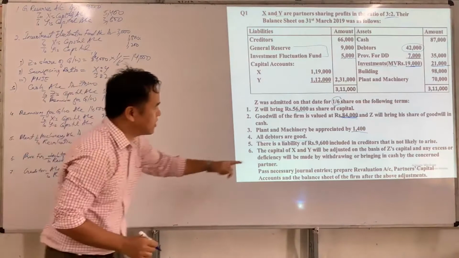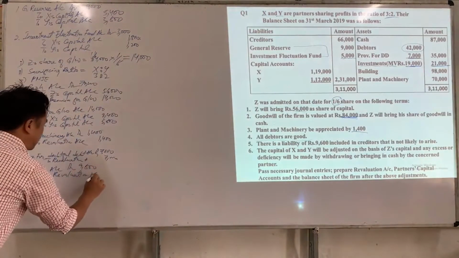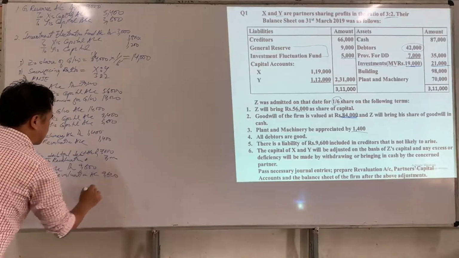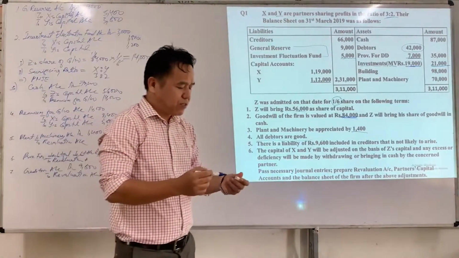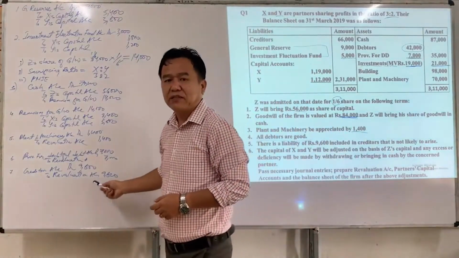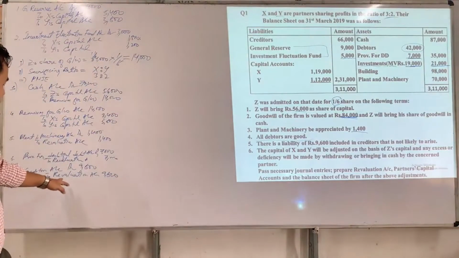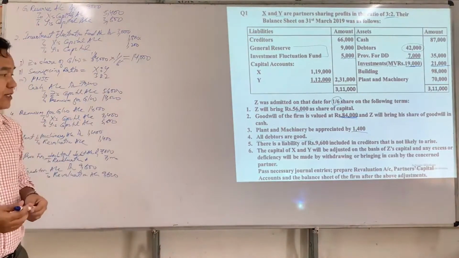Since it is decreased by how much? 9,600. Again, revaluation account is credited because there is a profit on account of decrease in the value of liability. Whenever liability decreases, there will again be a profit. That is why revaluation account is credited here.